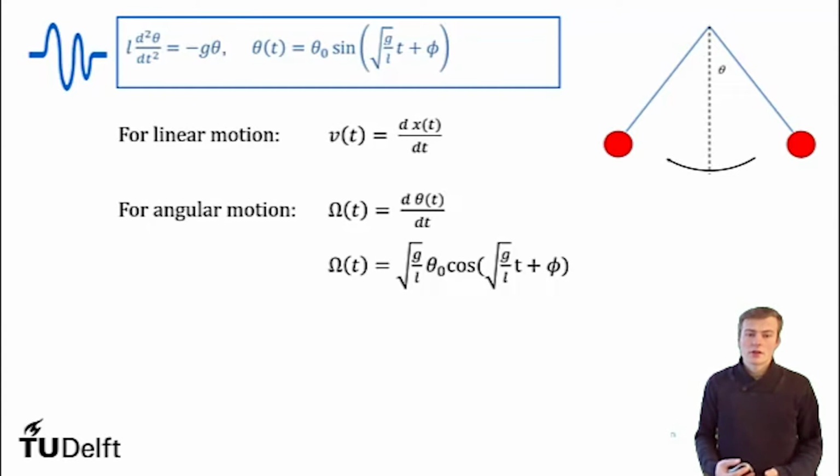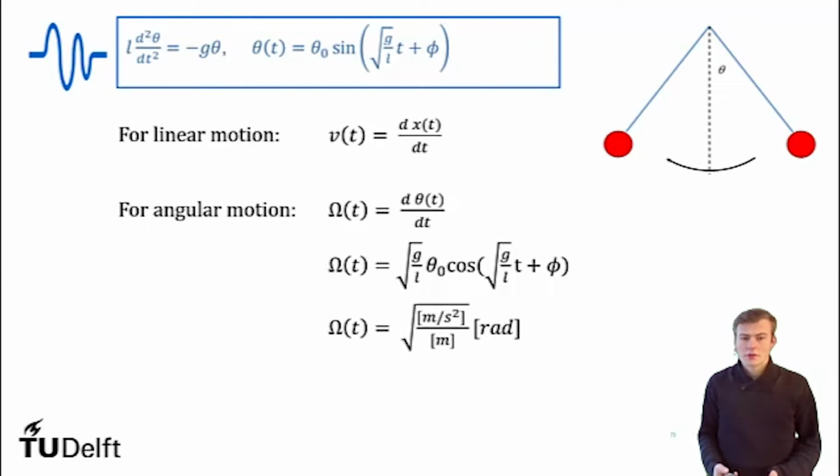And if we want to check what the units of our omega are, we can fill in all the units we have for our given parameters. So the units of g are m divided by s squared, L is in meters, and theta is in radians. Note that the cosine is always a number between -1 and 1, so this does not have a unit.